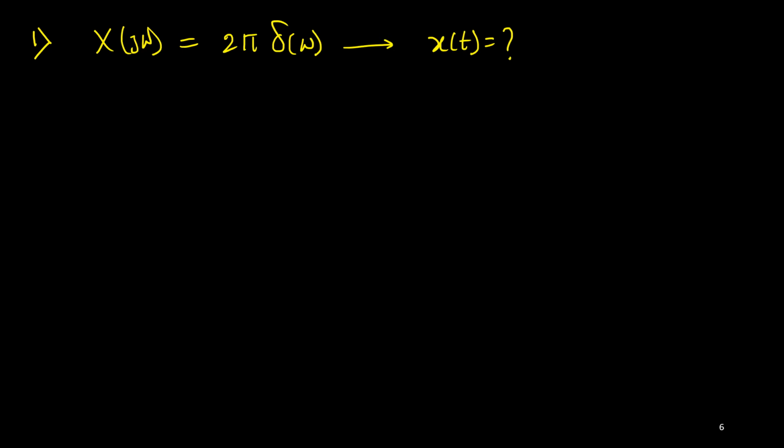The first one, we'll consider that suppose one spectrum X of j omega is simply 2 pi times del of omega. So it will contain one impulse. So what is the corresponding time signal x of t? To obtain this x of t, we should use inverse Fourier transform.